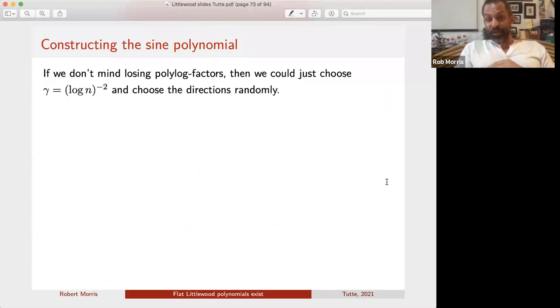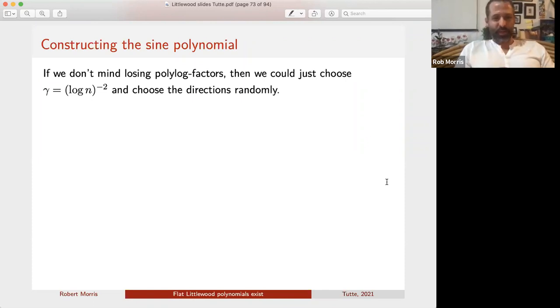Well, if we didn't mind losing polylog factors, then we're almost done at this point, because we could just choose gamma to be some polylog, something going to 0, like say log n squared, and then essentially everything would just work.